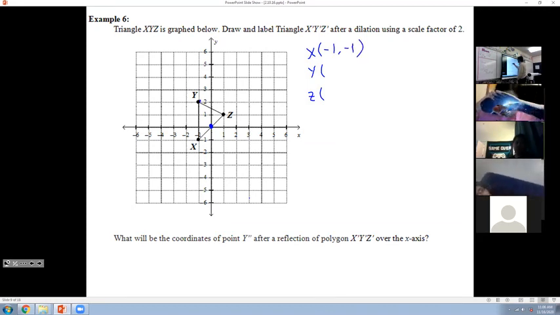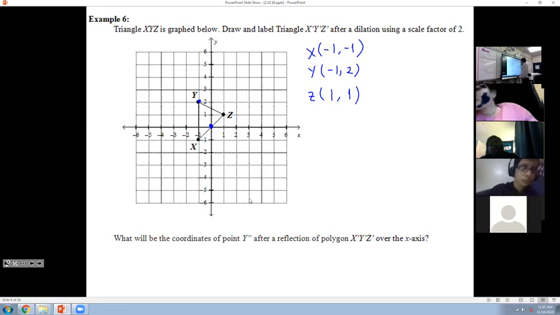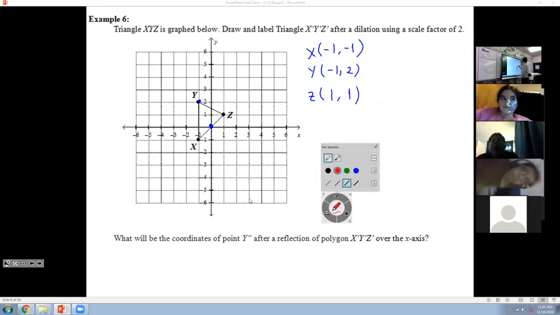Y. How can I get to here? Go one left, two up. One left, two up means that negative 1, 2. And Z is one right, one up. One right, one up means that 1, 1. And scale factor is 2. Let's do it.